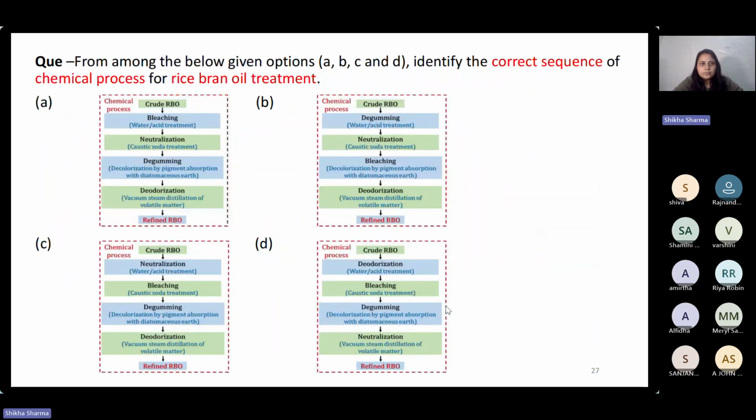Okay, let's discuss this question. So there are different processes. These are the chemical processes for rice bran when we are refining the rice bran oil. So we do certain treatments like physical treatments and chemical treatments. So here in this question, we need to tell which is the correct sequence of the chemical process of refining.